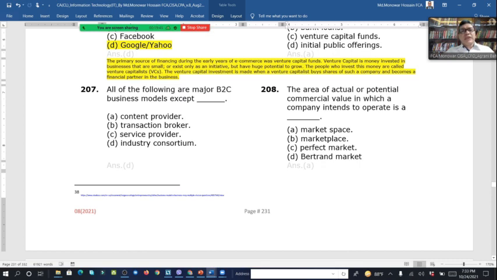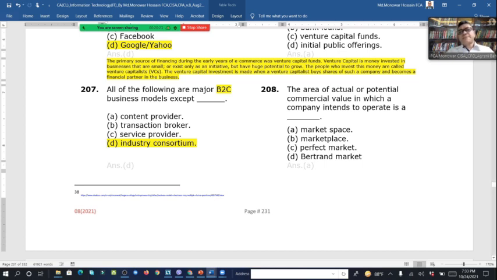All of the following are major business to consumer business models except. Here there are 4 models, but one model is not related to business to consumer. Content provider is also business to consumer. Transaction broker is also a business to consumer model. Service provider is also business to consumer. But industry consortium is not part of the business to consumer model. Here the answer is D.